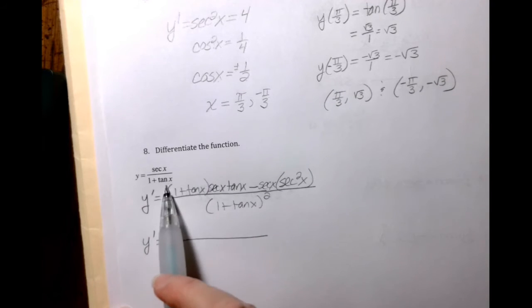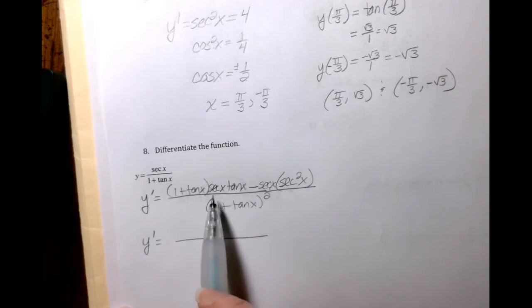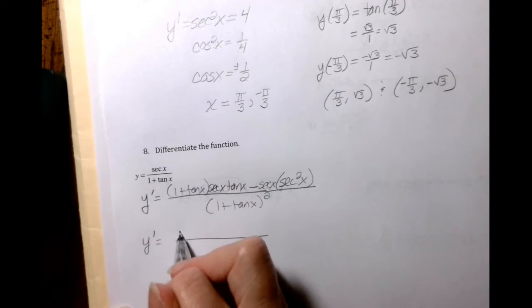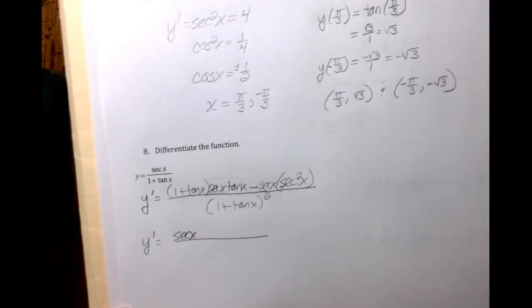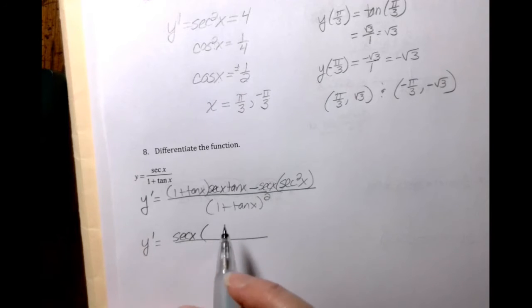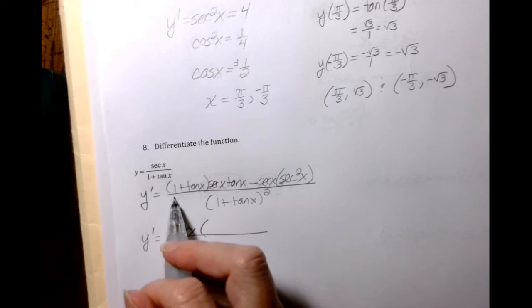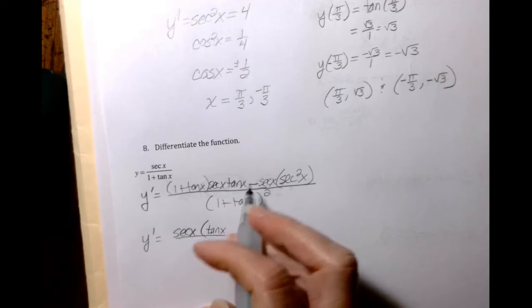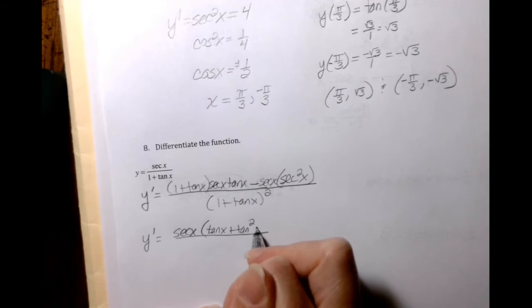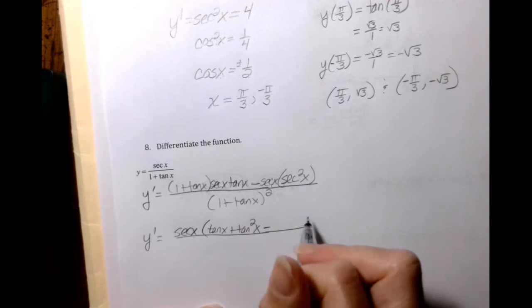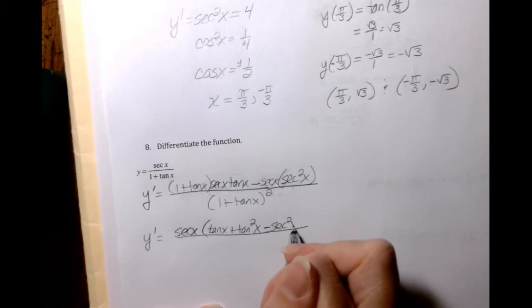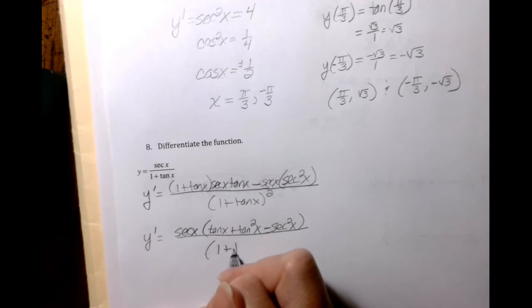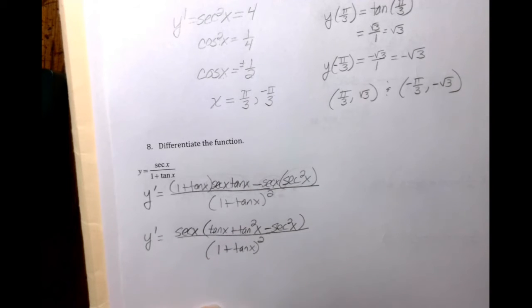I notice that this is all my front left that has a secant. This has a secant. I'm going to take it out because I'm kind of thinking ahead about my identities, and my identities involve squared trig functions. So I'm going to pull out that secant, so then I have some squared trig functions to analyze. What am I left with? 1 times tangent is tangent. Tan times tan plus tan squared minus what's left here is the secant squared over 1 plus tan x being squared.